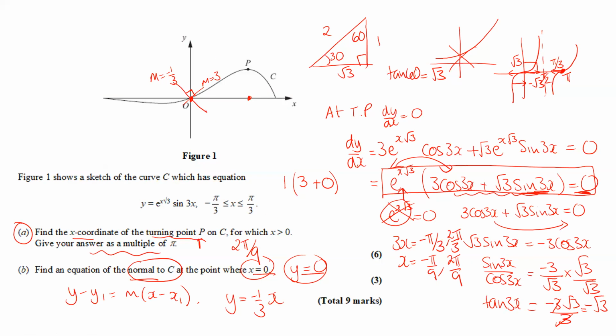Because at x equals 0, we can put 0 into our dy by dx. So e to the 0 is going to be 1. And then putting 0 in here as x, cos of 0 is 1, times it by 3 got us the 3. Sine of 0 is 0. So the m of the curve is just going to be 3. So the m of the normal is going to be minus 1/3.